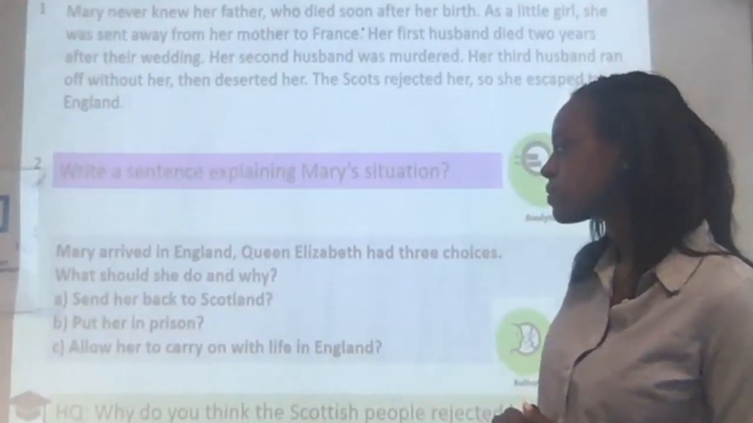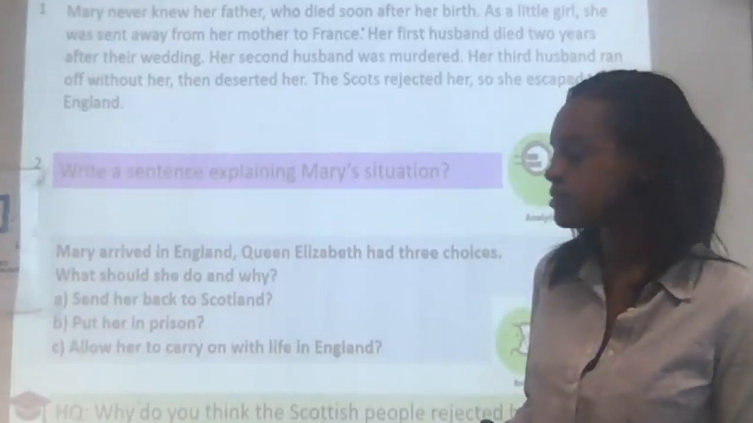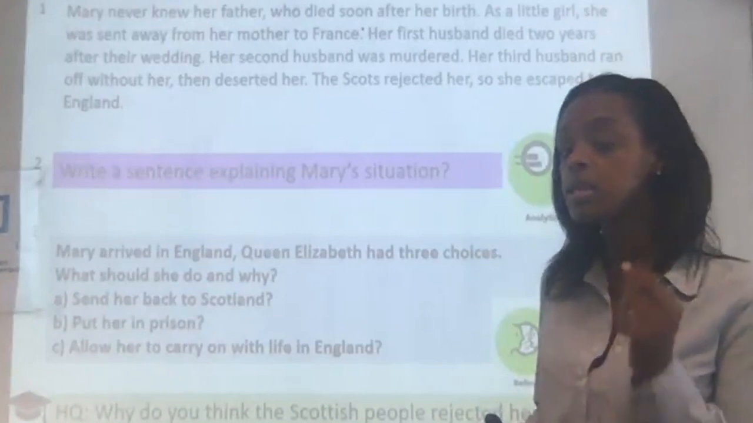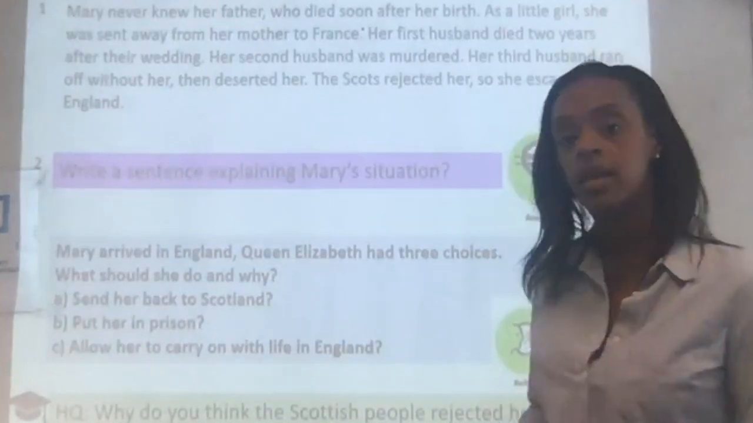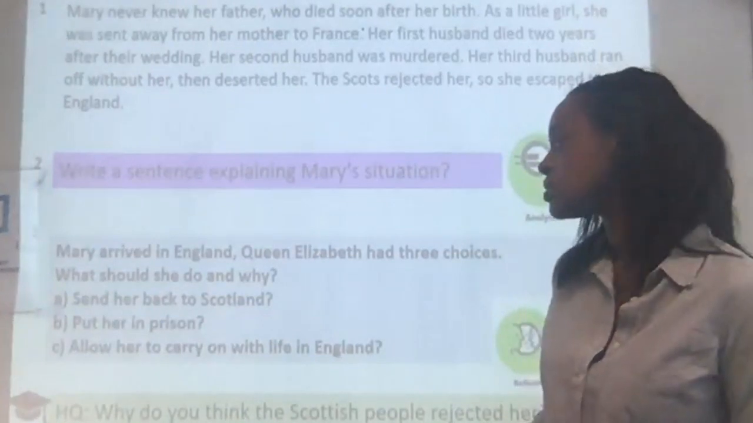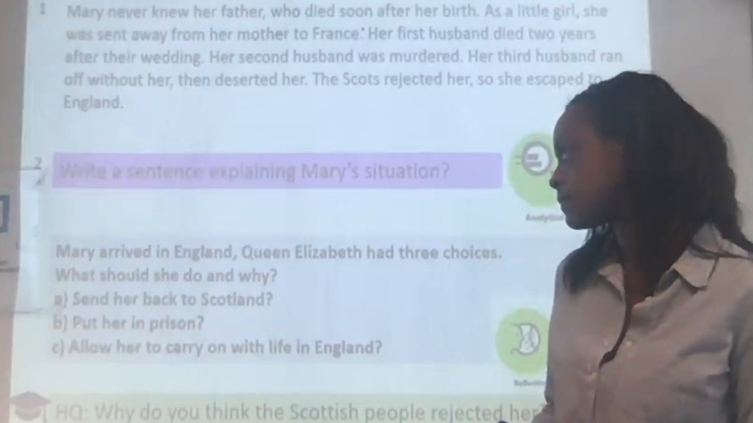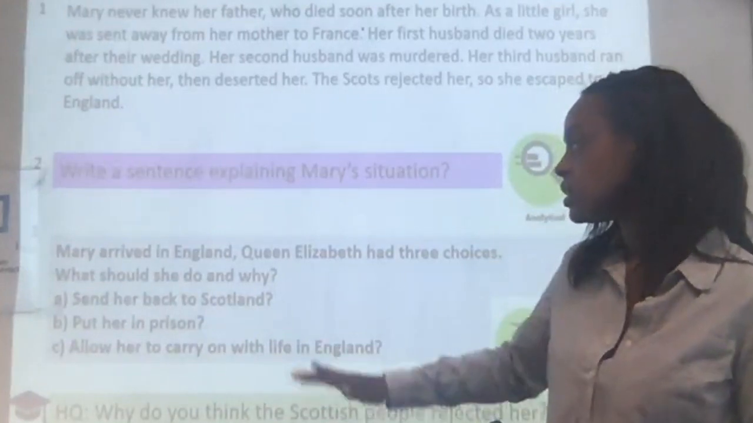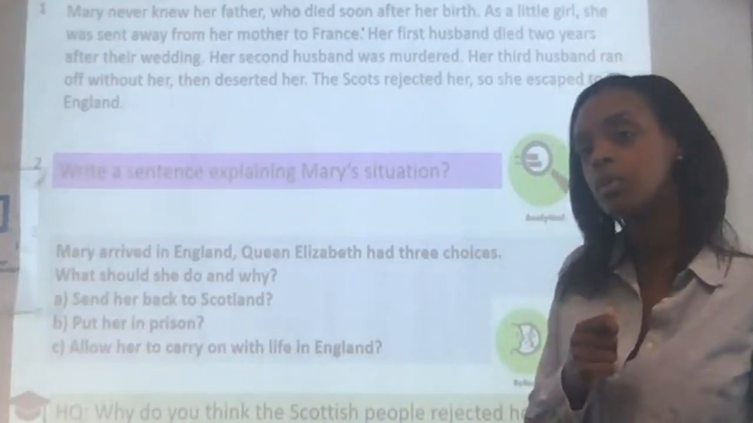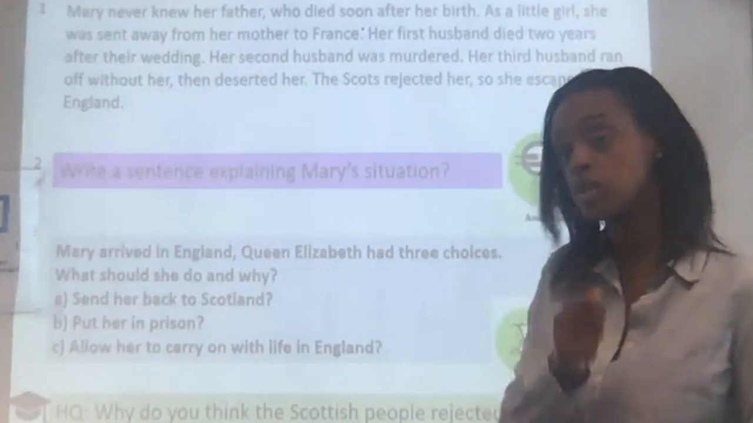Then, Mary arrives in England. Queen Elizabeth has 3 choices, okay? I'd like you to think about what she should do, and perhaps most importantly, why she should do that. Imagine you were her advisor, would you recommend that she sends her back to Scotland, she puts her in prison, or she allows her to carry on with life in England? So, as I've said, not only do I want you to select one of these, but I want you to justify that. That is perhaps the most important part. Why would you say that there's an advantage to the choice that you have chosen?